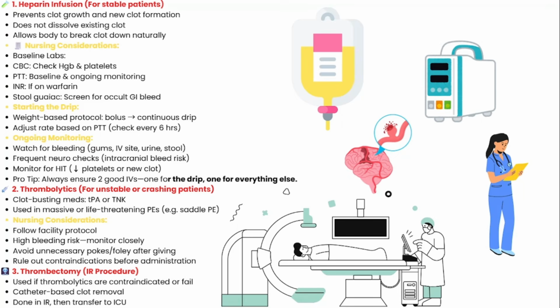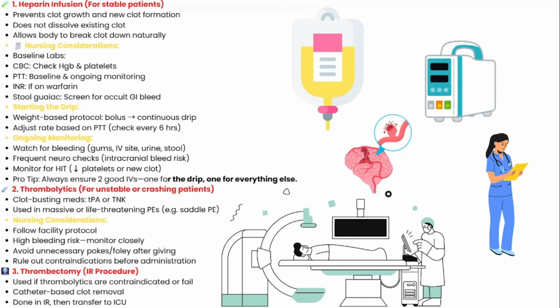Now, when they're initiating the drip, it's going to be weight based most likely, and it's going to include a bolus dose and then a continuous drip. The drip rate is adjusted based on the PTT, and it's going to be checked every 6 hours until the PTT level is at a satisfactory rate. But again, it's usually checked every 6 hours after you start it. And then, like we said, for ongoing monitoring, every 6 hours until therapeutic.